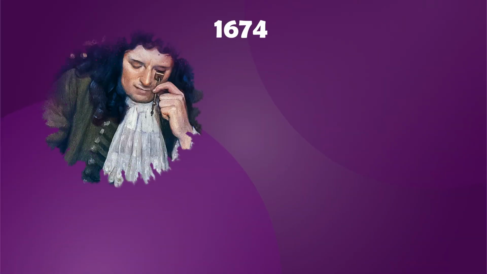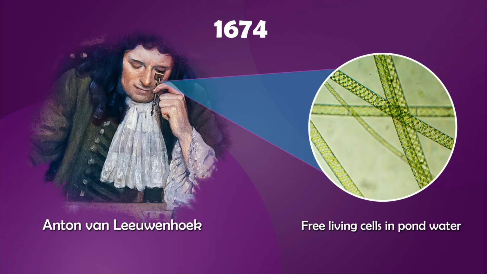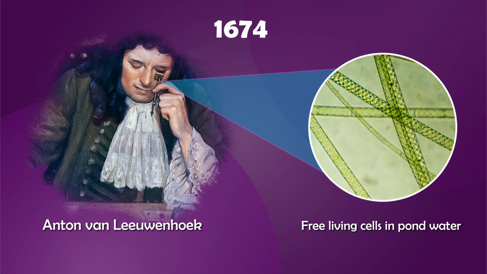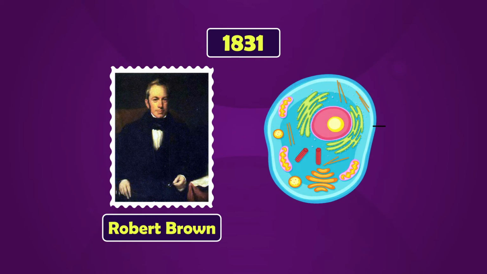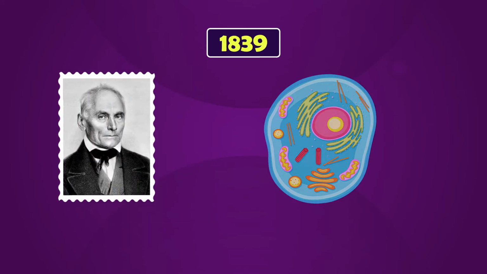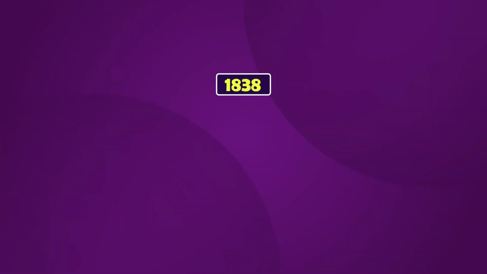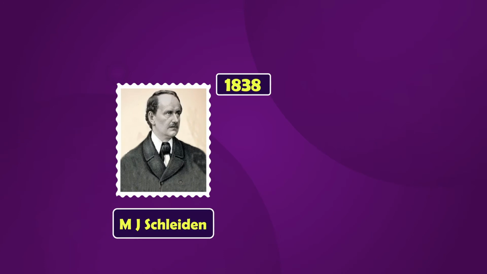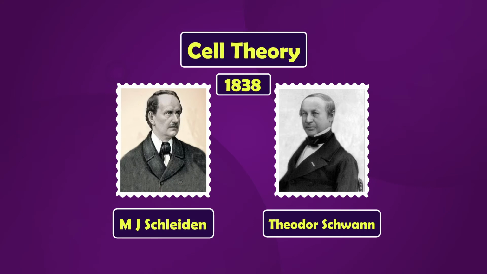In 1674, Anton van Leeuwenhoek observed the free living cells in pond water through an improved microscope. In 1831, Robert Brown discovered the nucleus in the cell. In 1839, Purkinje coined the term protoplasm, which is the living substance of the cell. In 1838, two scientists named M.J. Schleiden and Theodore Schwann formulated a scientific theory regarding cells, that is, the cell theory.